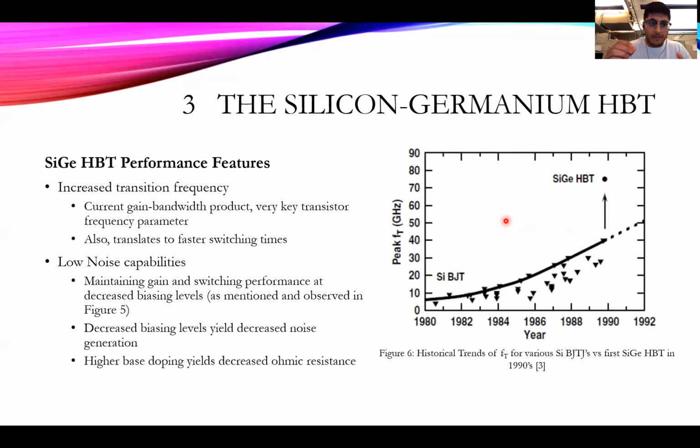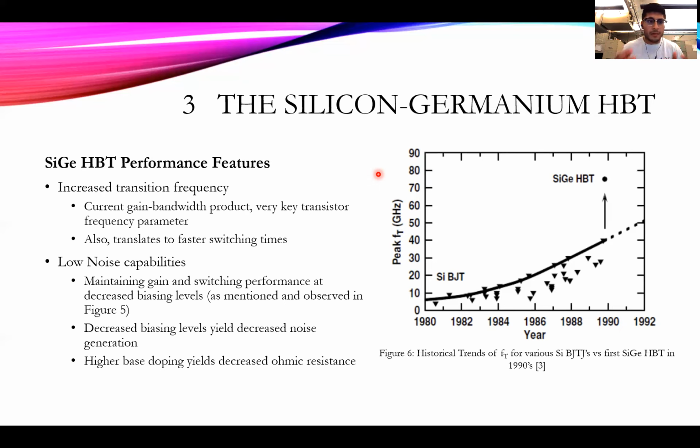So I'm going to get into a little bit of SiGe HBT performance, some of the features specifically. Everything that I've been talking about, decreasing that conduction band and lining up those Fermi levels, and then the graded doping of the base as well as the heavy doping of the base, allows us to do really two main things. One is we're going to increase our transition frequency, and two is we're going to optimize the low noise performance of this device.